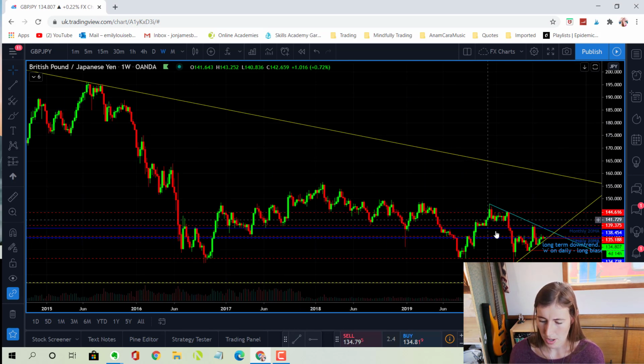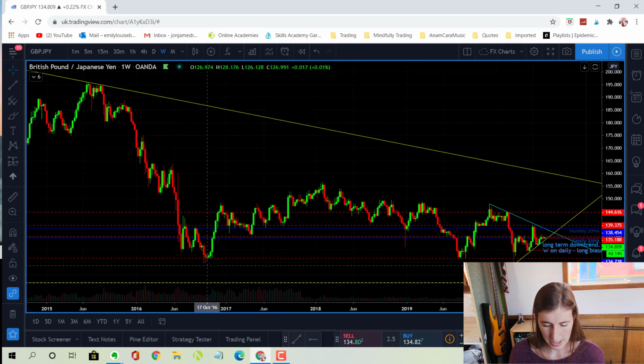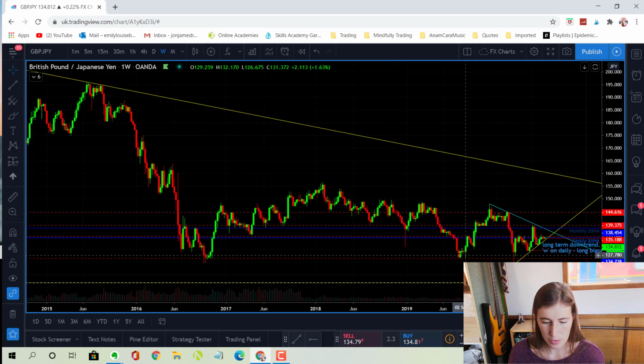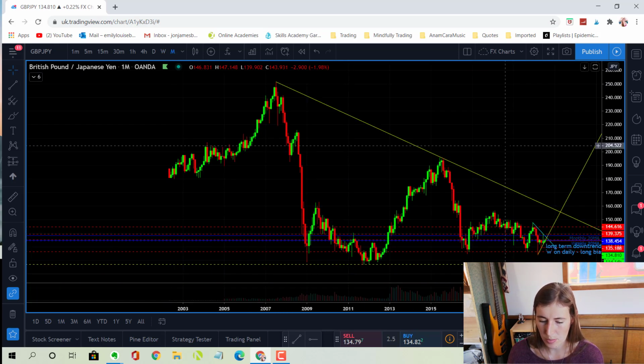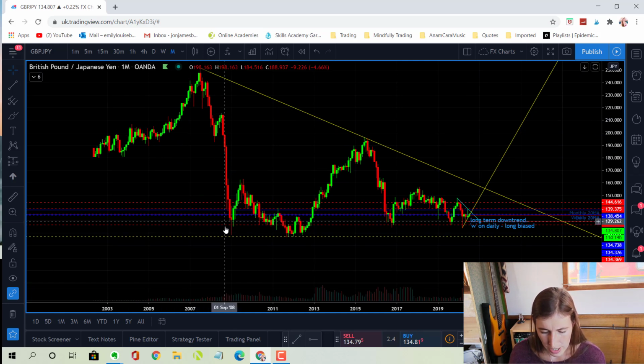We've been in this overall downtrend on the weekly, but we've had one tap here and another tap here. Quite a few bounces actually. In fact, I'll jump to the monthly just to get the overall image of this. So we've come right down.